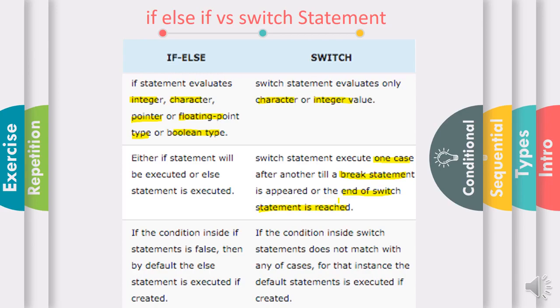In if else if, if the condition inside the if statement is false, then by default the else statement is executed if it is created. But in the switch statement, if the value does not match any of the cases, then the default statement is executed if created. So, it means if else statement has the else portion to be executed, and in switch statement we have the default portion to be executed if the condition is not met.